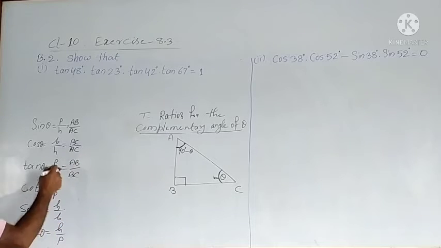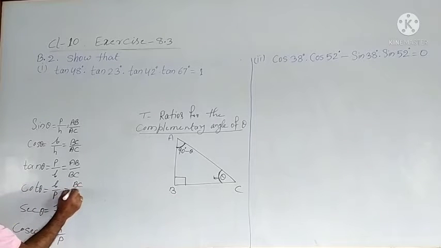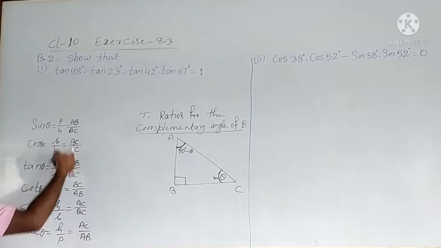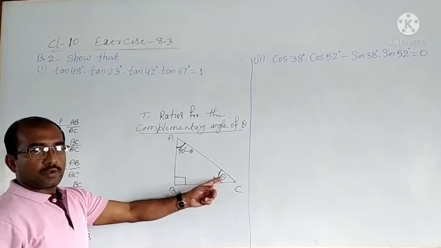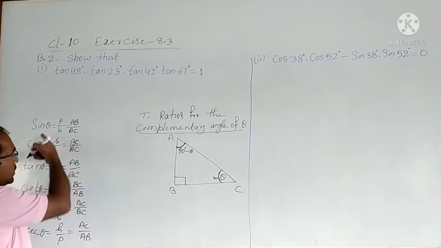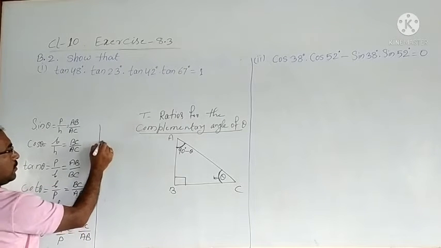And the other three are reciprocals: sine is the reciprocal of cosec and so on. Let us write those also. Cot is base by perpendicular, BC by AB. Sec is hypotenuse by base, AC by BC, and cosec is hypotenuse by perpendicular, AC by AB. So these ratios are for this acute angle theta. Now we are going to learn these 6 ratios for the complementary angle.